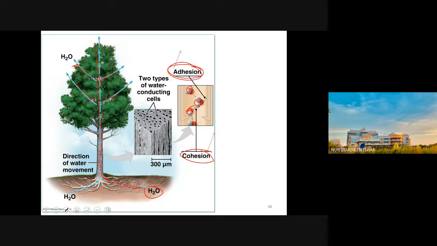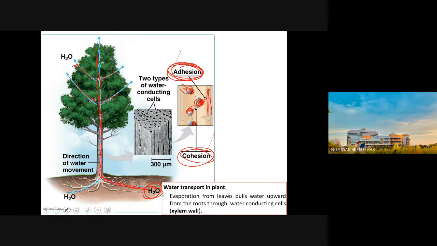As for adhesion, it makes sure that the water molecules stick to the plant cell wall. Dia tak jatuh ke bawah. Dia tak jatuh ke bawah disebabkan oleh tarikan gravity lah. So dia akan melekat ke tepi-tepi dinding xylem ni. So the process needs both cohesion and adhesion to make sure water from the soil moves along the xylem, up the trunk of the tree until it is released through transpiration.